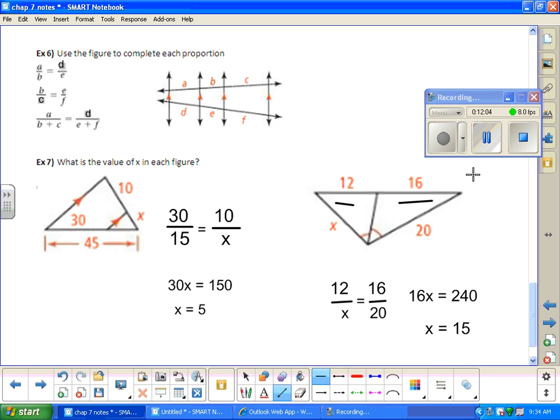Okay, so go ahead and take out your textbooks, and you're going to go ahead and work on an assignment out of 7.5.